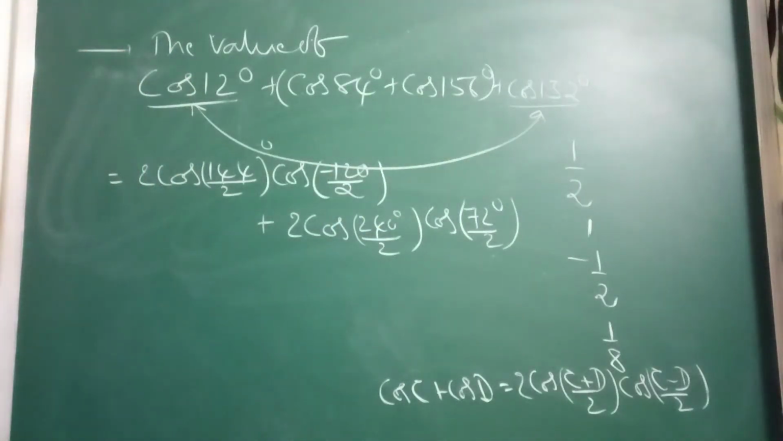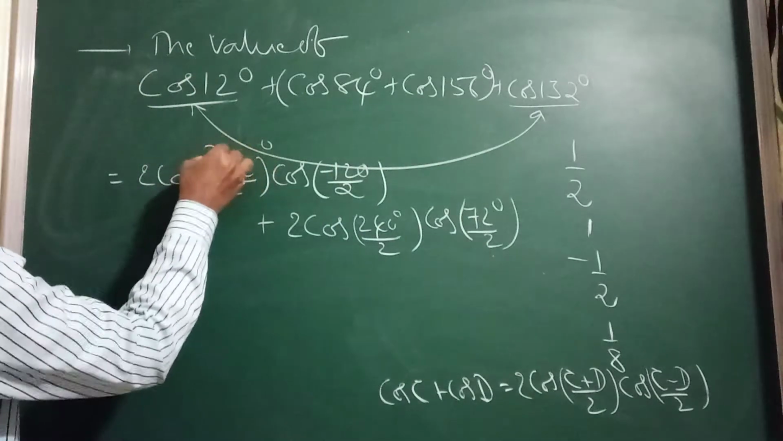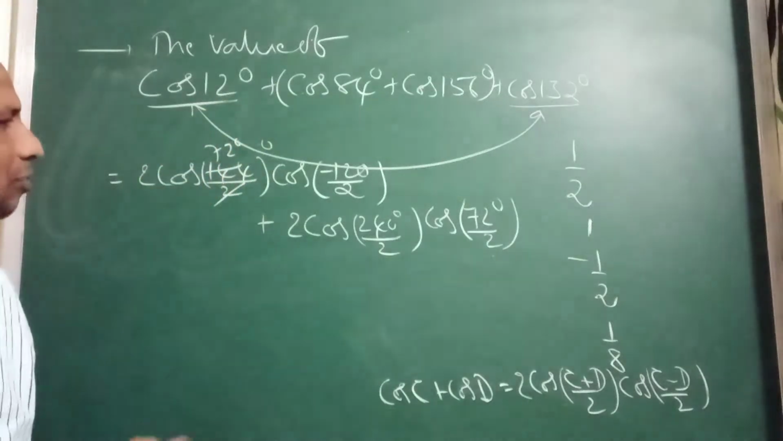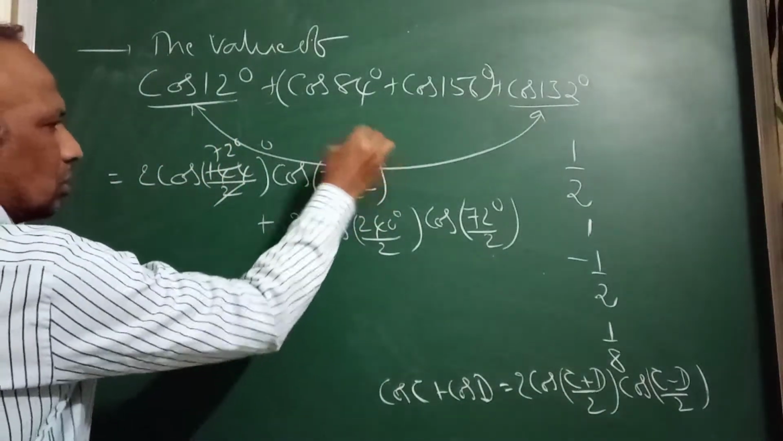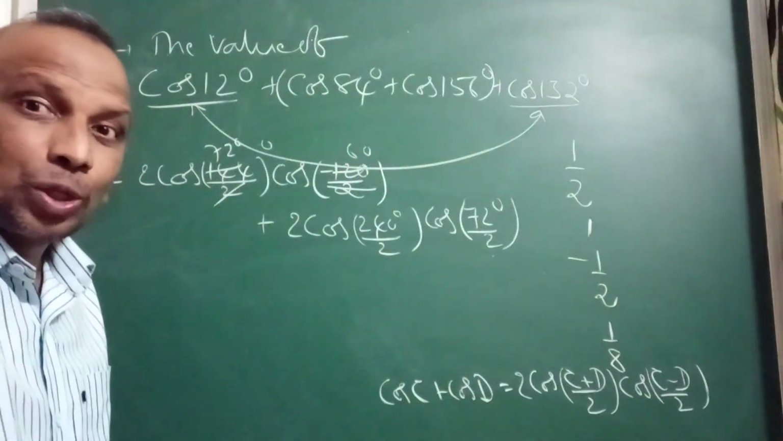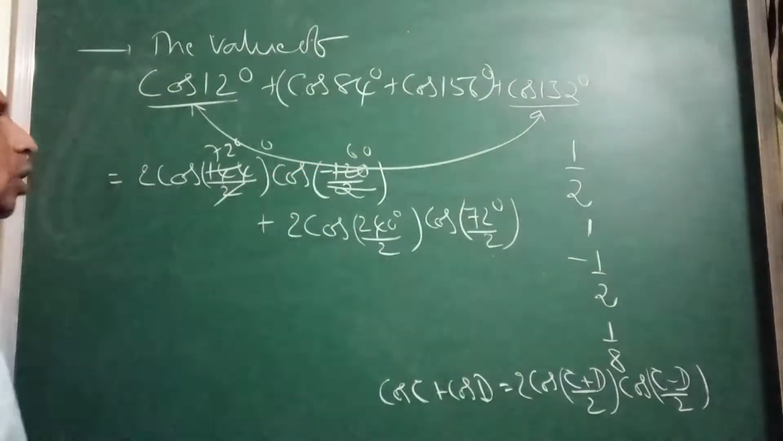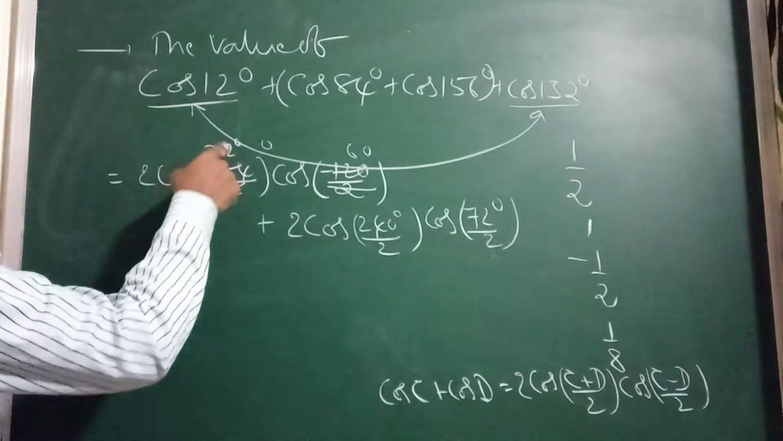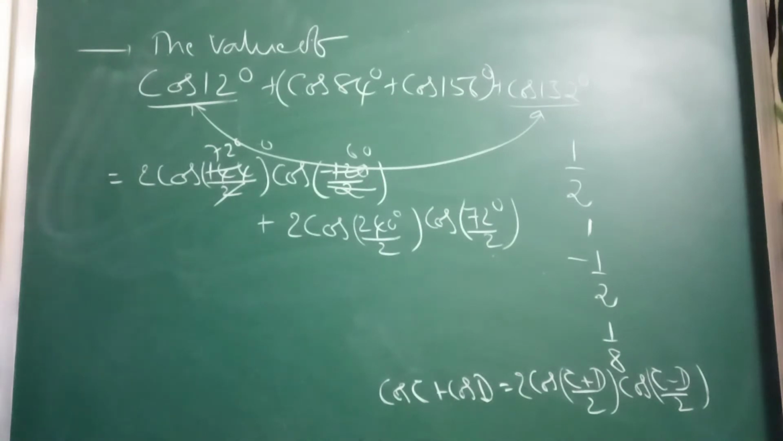70 by 2, you can simplify now. This will become 72 degrees. 2 cos 72. This is 2 cos minus 60, right? But we know that cos of minus theta is cos theta. This is cos 72 degrees. We will get cos 72 degrees.